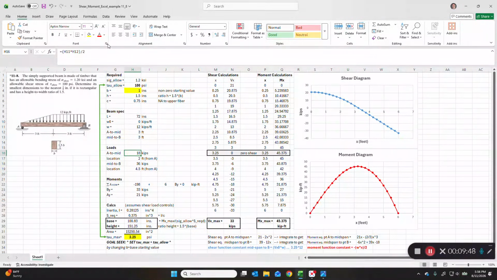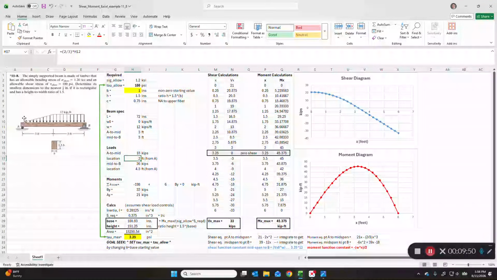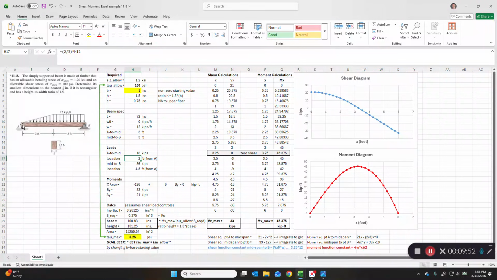Where do we put it? We put it at 2/3 of the distance from A to the 3-foot mark, to the right of A. It's the centroid of the triangle. So that's 2 feet from A to the right.